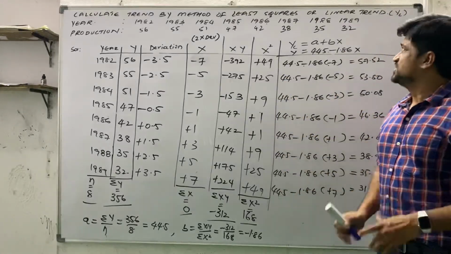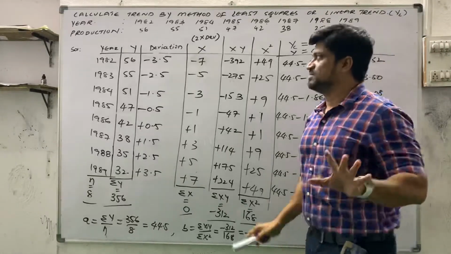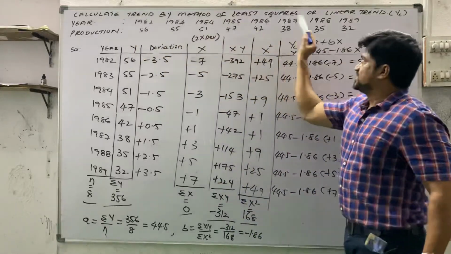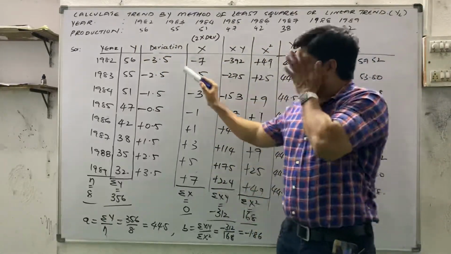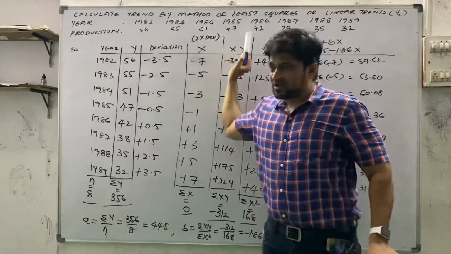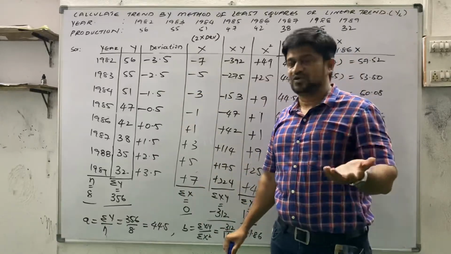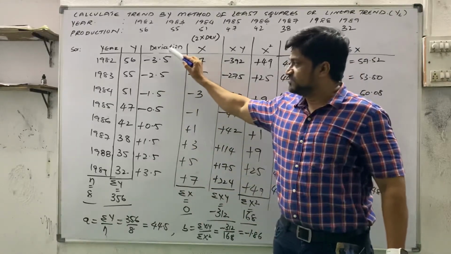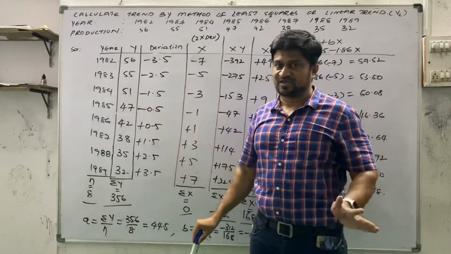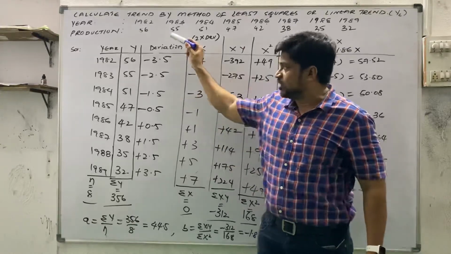Calculate trend by method of least squares, or they can ask you for linear trend. So the first foremost thing you need to remember is count the years: 1, 2, 3, 4, 5, 6, 7, 8. So with an even number of years, the deviation column will be extra. In that way you can remember. When an odd number of years is there, this column is not there. You can check the previous video. This deviation column you will get only when the years are 6, 8, 10 in that way. If the years are 5, 7, 9, for that pattern we will not have this column.